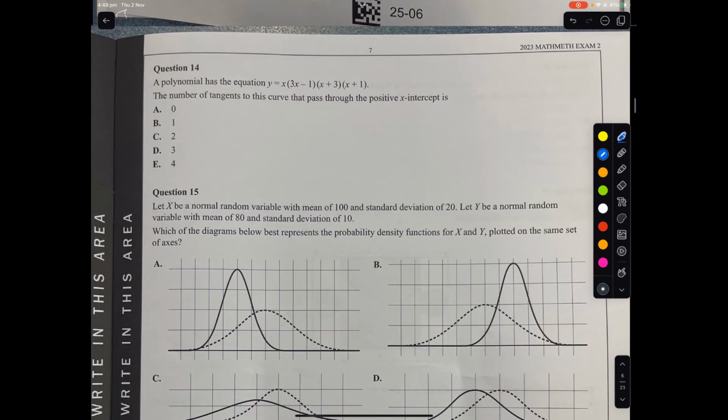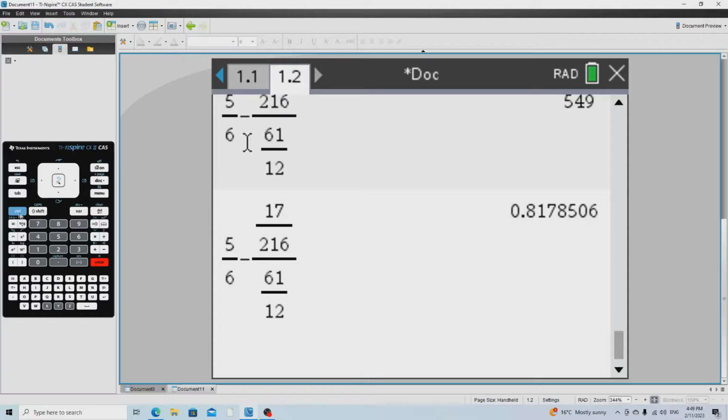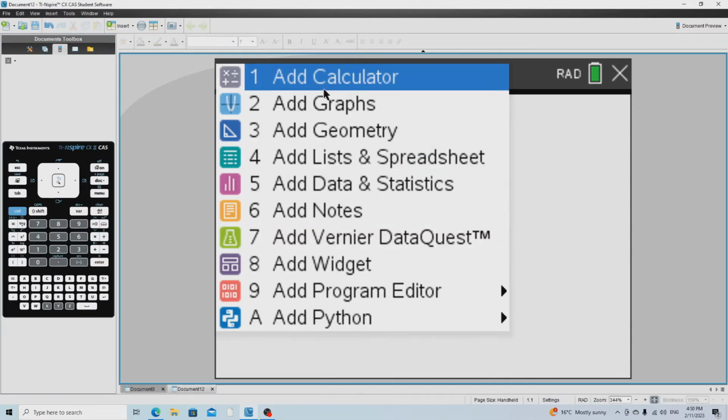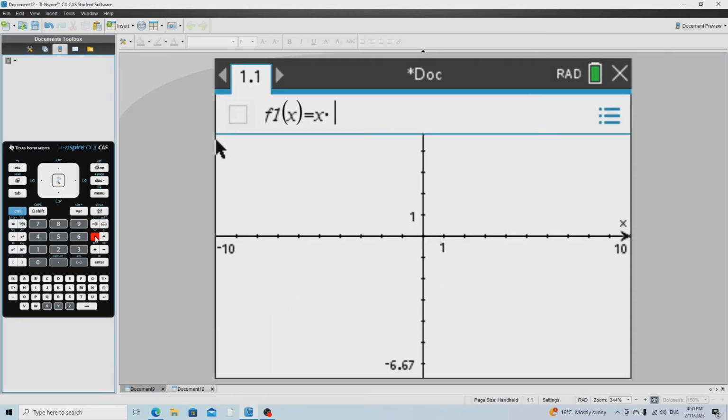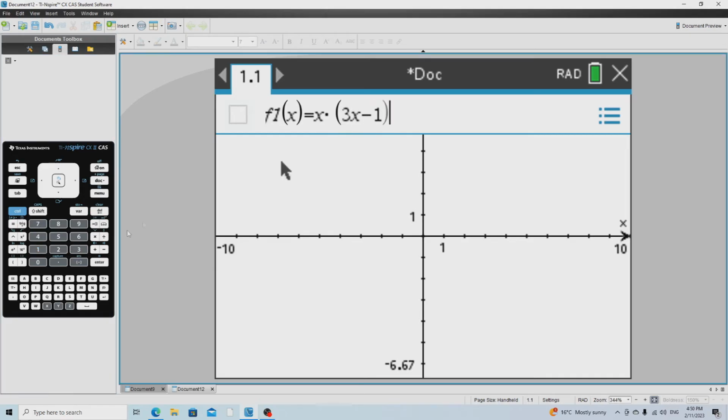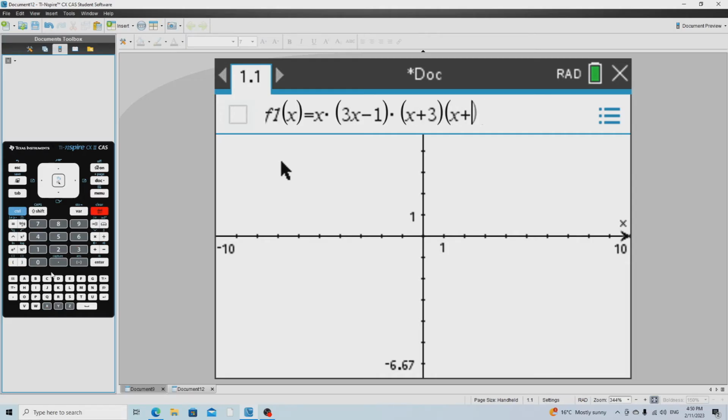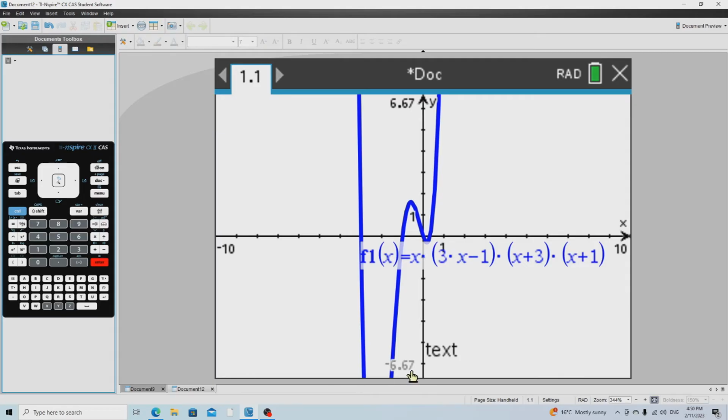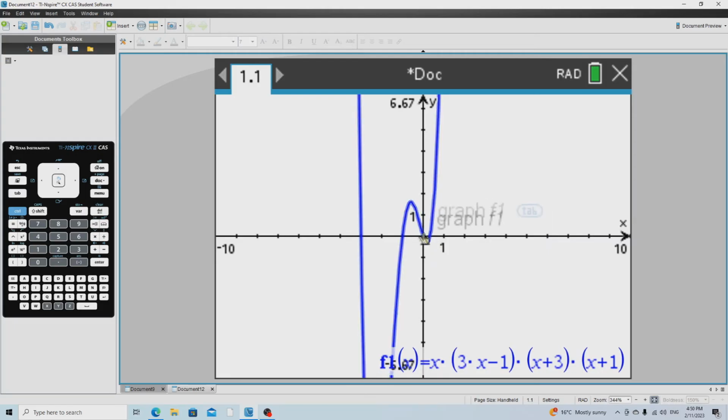Question 14. A polynomial has the equation this. The number of tangents to this curve that pass through the positive x-intercept is what? So let's just have a sketch of this. x times 3x minus 1, times x plus 3, times x plus 1. So we get this. And we want the number of tangents to this curve that pass through the positive x-intercept. This positive x-intercept was only 1 over 3. At x equals 0, by the way, is not positive, so it's this one only.